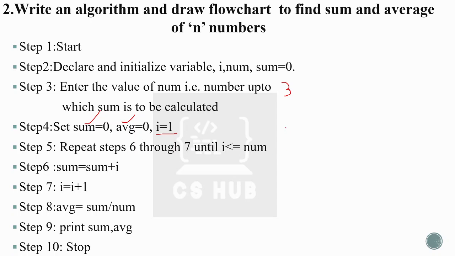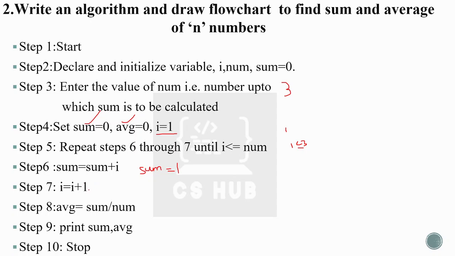So of course I, which is 1, is less than or equal to 3, right? 1 is less than or equal to 3, so we can enter this loop. Here sum is equal to sum plus I. So our value of sum: sum is initialized to 0. Then 0 plus I's value, which is 1. So 0 plus 1 is equal to 1, sum is equal to 1.